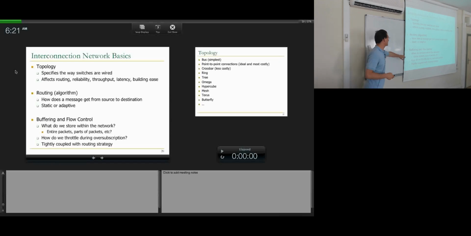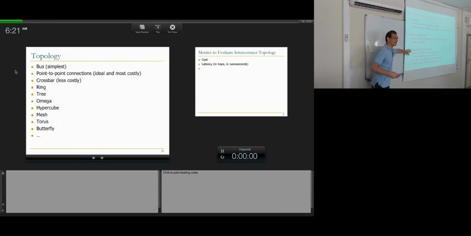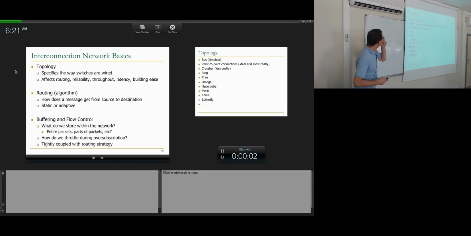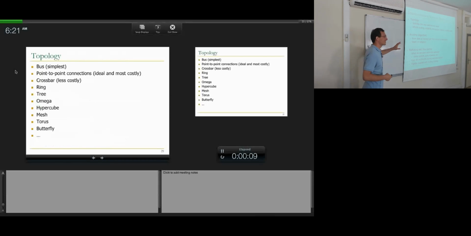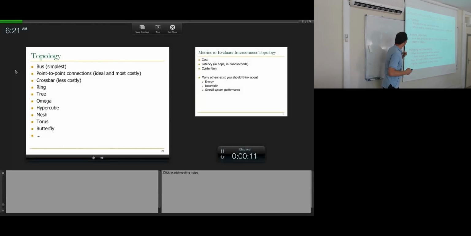This is also especially tightly coupled with the routing strategy. But obviously, topology affects the flow control as well. Again, these issues exist in large-scale networks also, so these are very fundamental and interesting. So it's good to know a lot of these topics, I think.